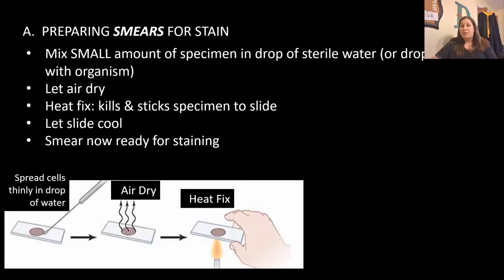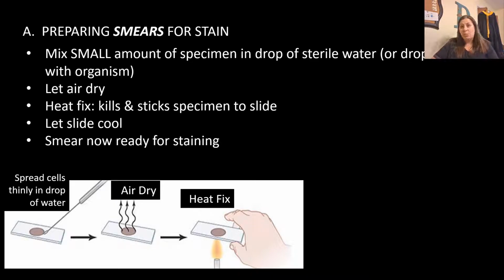details. So when we do need to stain a slide in order to see things a little bit better, we need to prepare our slide with what we call a smear. So how do we prepare a smear? Well, you're going to mix a small amount of the specimen that you want to view in a few drops of sterile water. Sterile water means that there's nothing else in it, so the organism we want to view is the one that we're adding. We also see that you could drop some broth that has the organism in it as well, if you know that it's not contaminated.